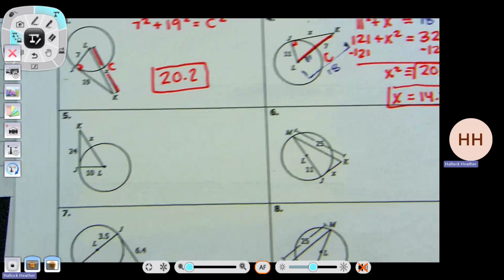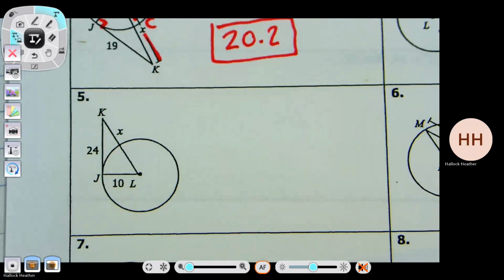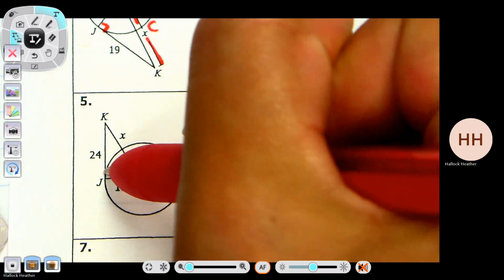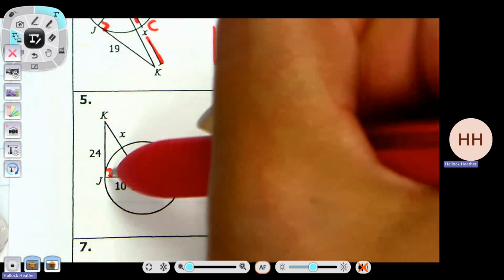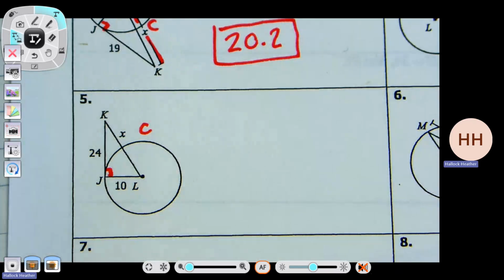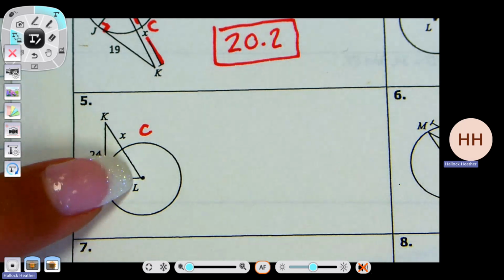Okay, so let's look at number 5. What are we thinking? Your right angle. Okay, C is across from it. Is X that whole distance? No. What's going to be this piece right here?